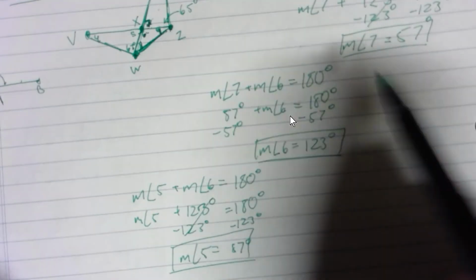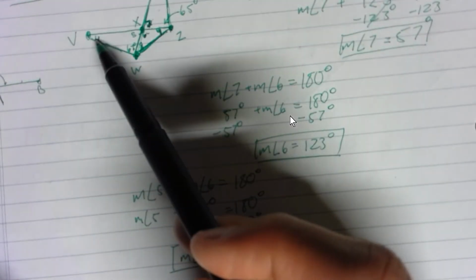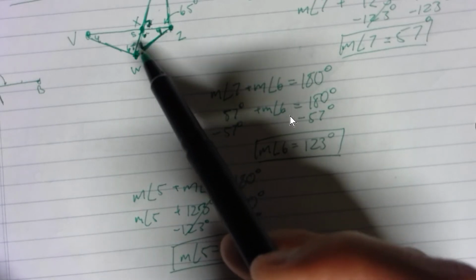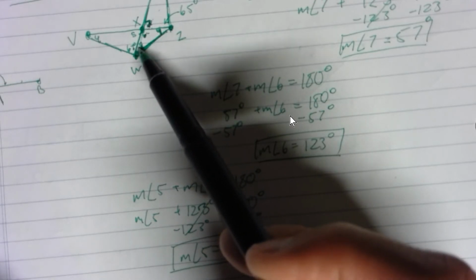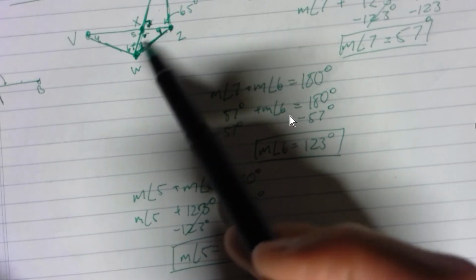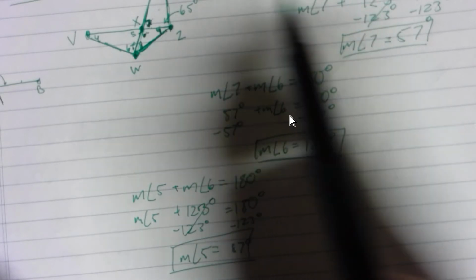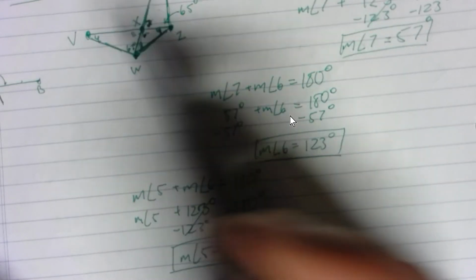But we're not done. We still got the measure of angle 4. And we still got the measure of angle 9. And I believe we still have the measure of angle 8. Yeesh. I am not a huge fan of what's going on here, but we're going to try our best to figure this out. Okay, so let's see. Then we got the measure of angle 4.